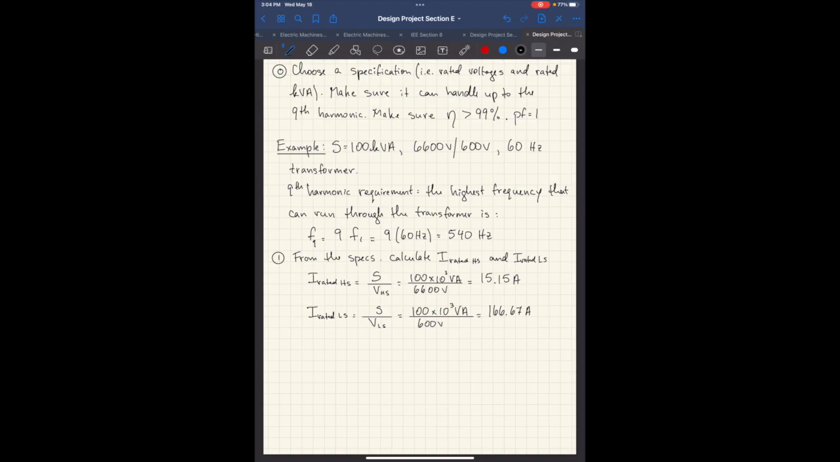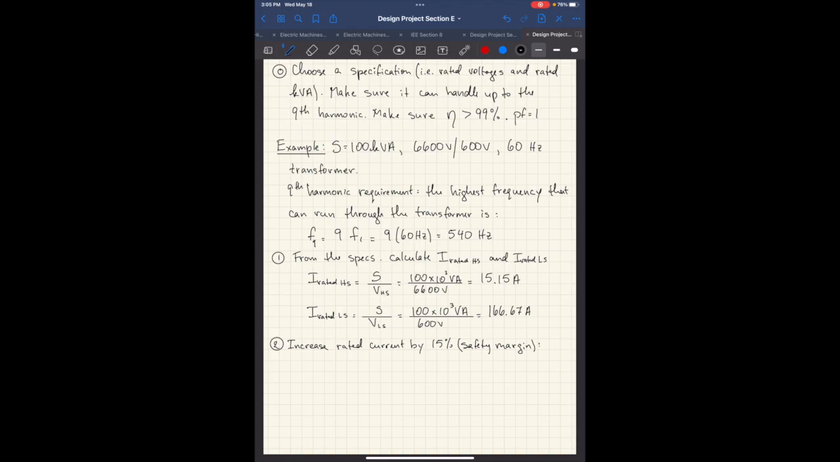So to protect ourselves from that, we're going to increase the rated current by 15%. So that's step 2. We increase rated current by 15% safety margin. So this is a safety margin.